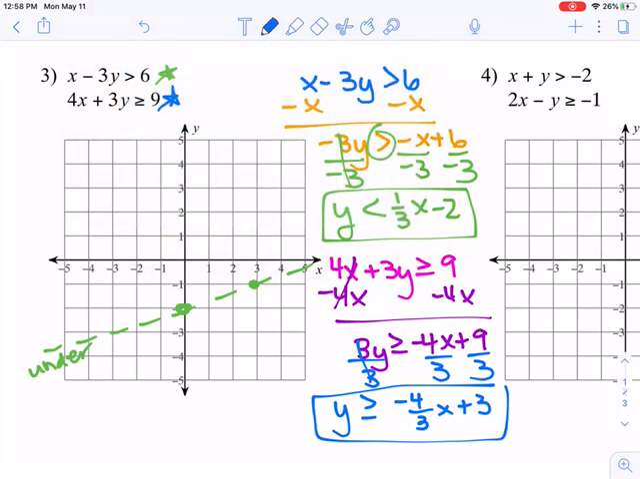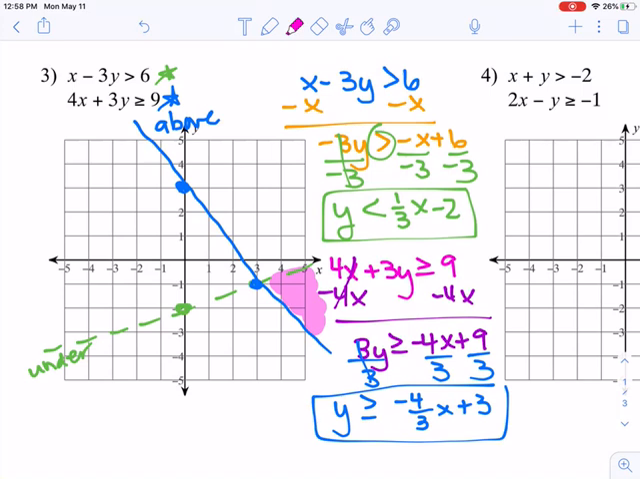Now for my second line, it starts up at 3 on the y-axis and has a slope of negative 4/3. So I want to travel down 1, 2, 3, 4 over 1, 2, 3. This would be a solid line because it's greater than or equal to. Greater than is above the line. So I want to be both above the blue line yet below the green line, and so that would be this region right there.